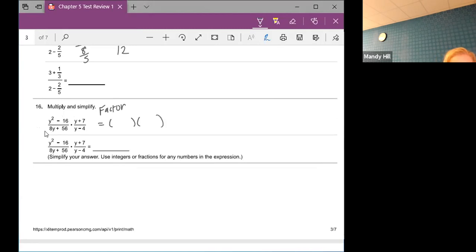So I'm noticing that this is the difference of squares because it has a minus sign, and the square root of 16 comes out to a perfect 4. When that happens, it can be y minus 4 times y plus 4. Difference of squares. Okay, on the bottom here, I've got 8y plus 56, which means I can factor out an 8.